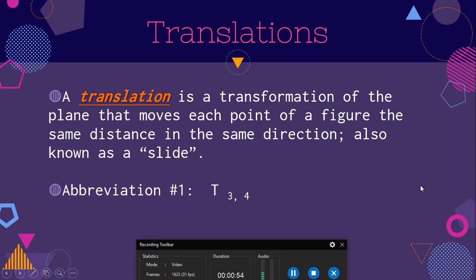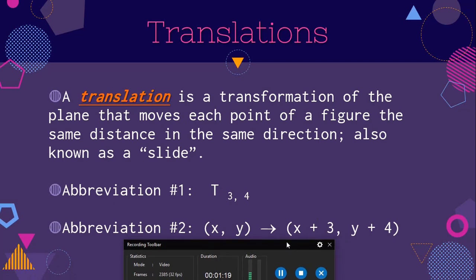We have 2 different abbreviations. The easiest one is to use capital T for translation. And then in subscript, you're going to give the movement of the figure. Don't put parentheses around this ordered pair because it's not really an ordered pair. So 3 is positive. This is the direction you move on the x-axis. 4 is positive. This is the direction you move on the y-axis.